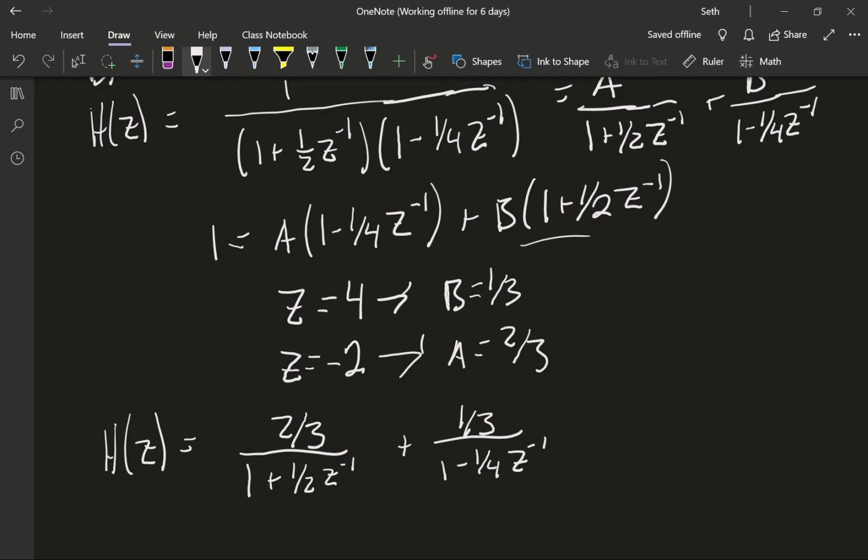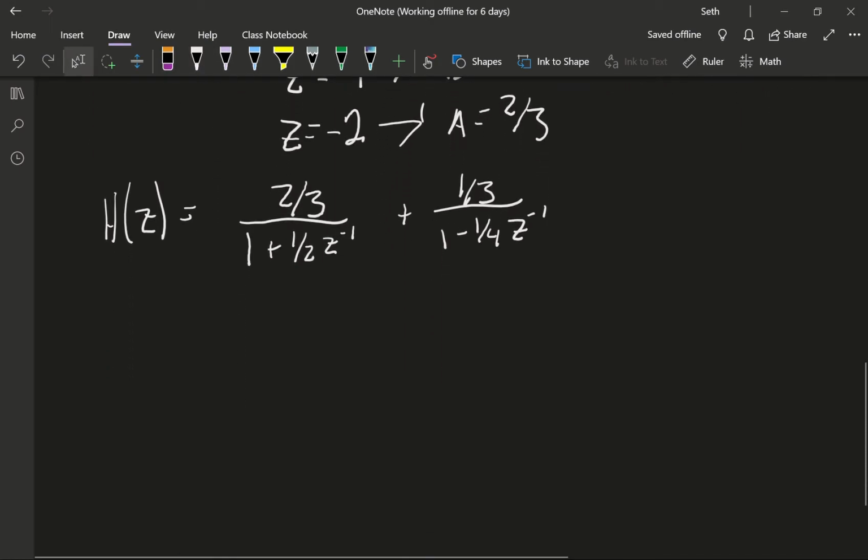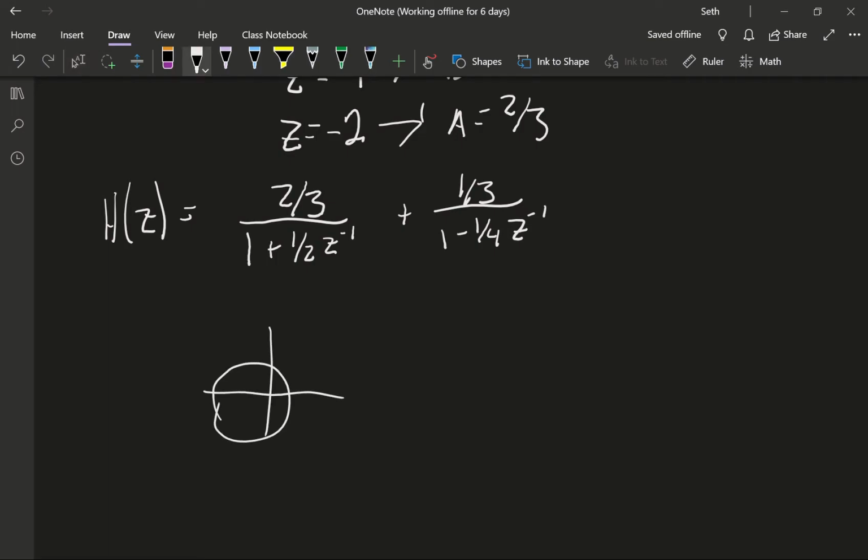Okay, so this told us that it was a two-sided signal, so that means the region of convergence is going to be an annulus, which is a fancy way of saying a ring with some sort of two-dimensional thickness in math. So it looks like this. This is an annulus.